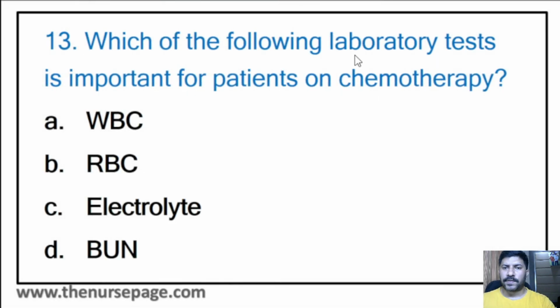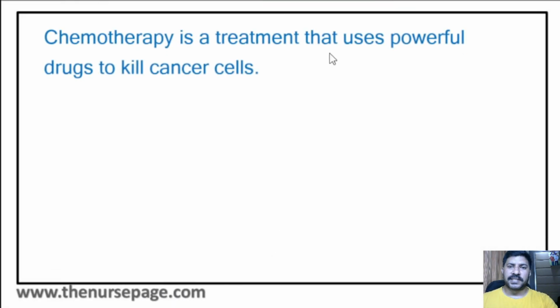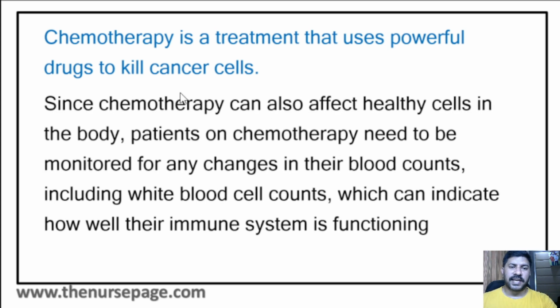Thirteenth question. Which of the following laboratory tests is important for patients on chemotherapy? WBC level, RBC level, electrolyte level, or blood urea nitrogen? Correct answer is blood WBC or white blood cell level. Chemotherapy is a treatment that uses powerful drugs to kill cancer cells. Since chemotherapy can also affect healthy cells in the body, patients on chemotherapy need to be monitored for any changes in their blood counts, including white blood cell counts, which can indicate how well their immune system is functioning.